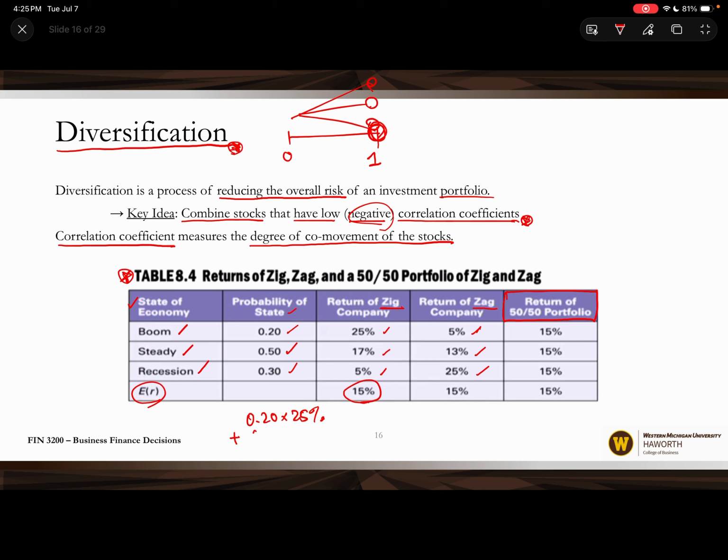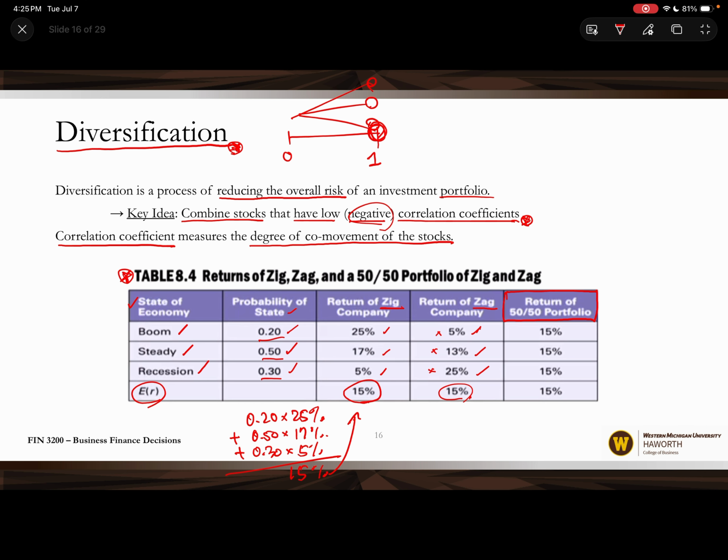Plus 50% chance that the economy is just okay, and in that state, Zig will generate a 17% return, and 30% chance of a recession, and 5% return. If you add this up, you'll see that it's 15%. So that's the expected return. Same thing for Zag. I'm not going to write this out, but 20% times 5% plus 50% times 13 plus 30% times 25, you'll still get 15.